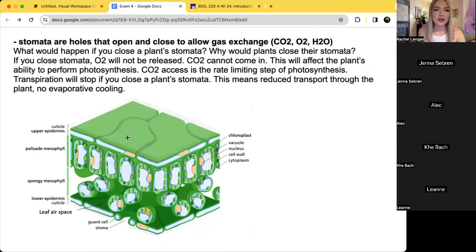Other things with anatomy, you definitely need to know the leaf airspace and what the stomata are. This is showing you the cross section of a leaf. The stomata are the little holes that have guard cells on either side. The guard cells allow carbon dioxide to go in, and oxygen and water to go out. When you're talking about transpiration and water movement or water flux, the stomata are the resistance, or the conductance part of the equation.